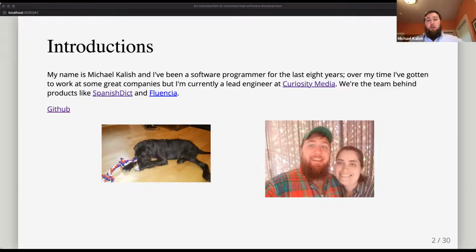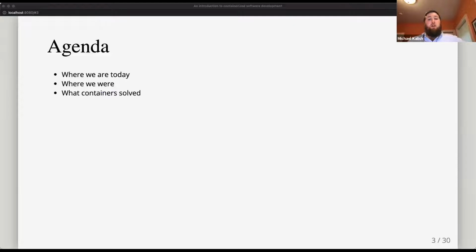So enough about me. If we go and talk about the agenda, what are we going to talk about today? Where we are today, we're going to start there. We are then going to go way back in time, relatively speaking for computers, to talk about where computers came from, and then try to walk up through time to talk about where virtualization started, what were some of the first attempts, and then try to get to the root of why Docker became so popular and what problem containers were really solving for the community.